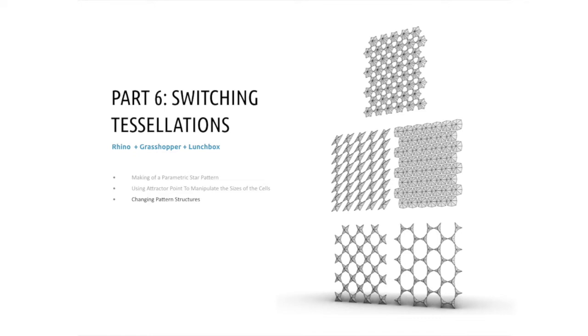Welcome back, everyone. In this video, I would like to discuss how to change the structure of the tessellation from one type into the other. For instance, how to change the hexagonal-based tessellation into a square or triangular-based one. This, I believe, will help you to explore design possibilities faster using the same Grasshopper code with minor changes.